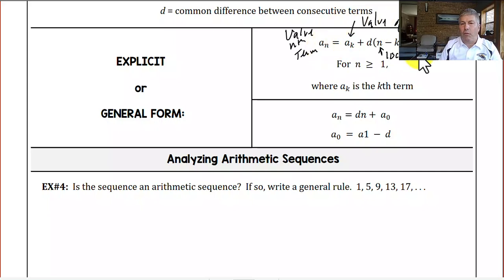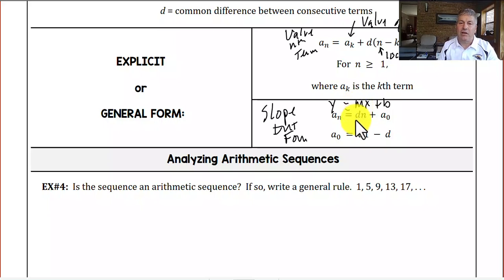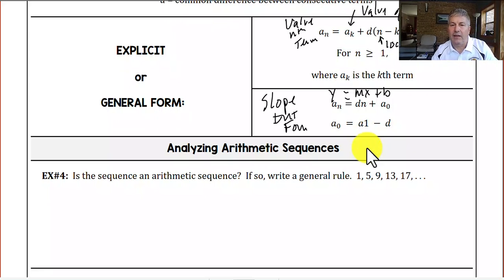So our explicit form is on top and our general form is down below. This might look a lot like slope-intercept form, or y equals mx plus b, where a sub 0 is kind of our y-intercept. That'd be the 0th term. m or d is our difference, our rate of change is our d. And then the 0th term is just the first term minus the difference, which intuitively is pretty easy.